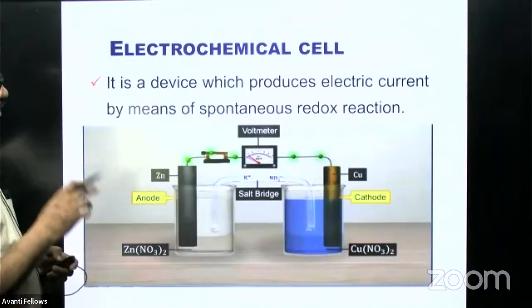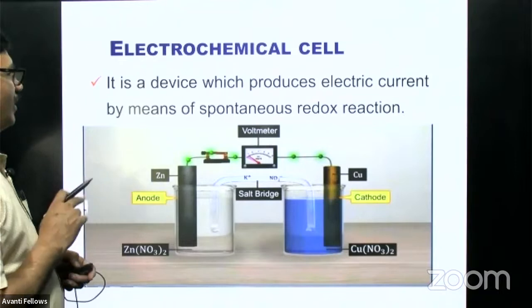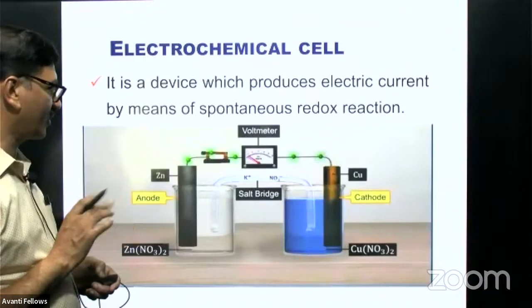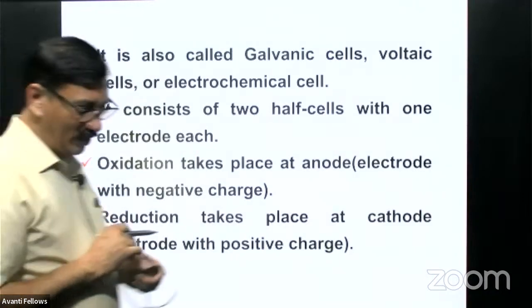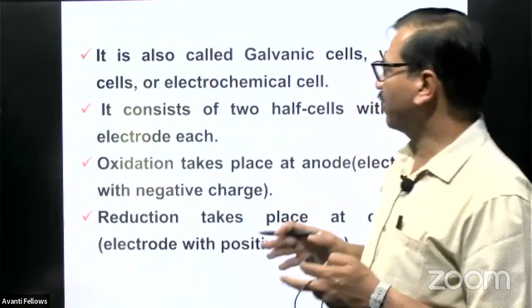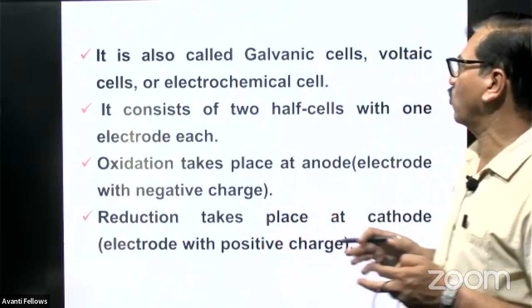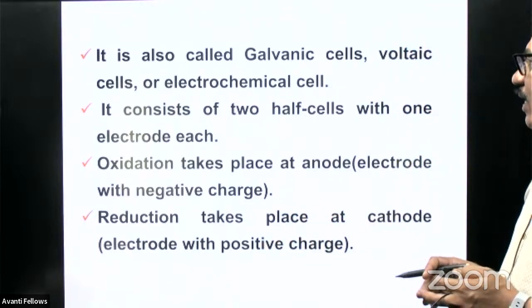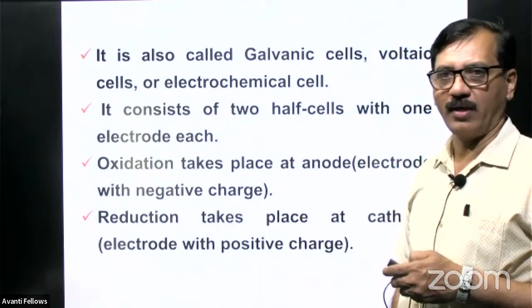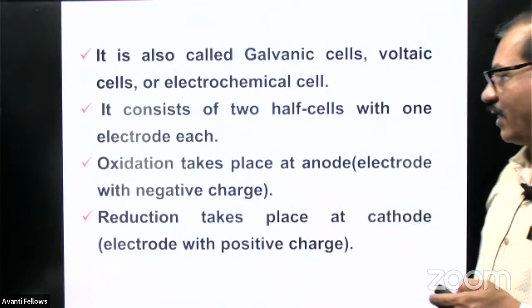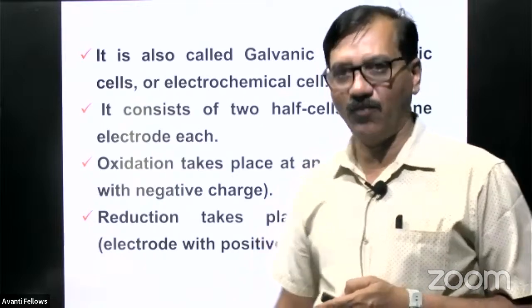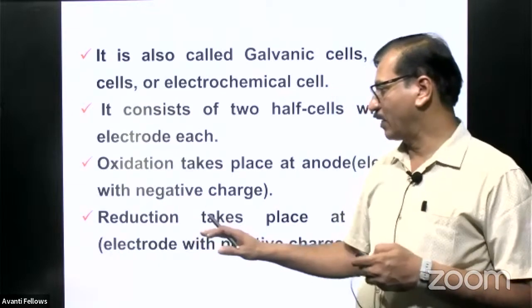Now, what is an electrochemical cell? It is a device which produces electrical current by means of a spontaneous redox reaction. It is also called a galvanic cell or voltaic cell, consisting of 2 half cells with 1 electrode each. Oxidation takes place at the anode, and reduction takes place at the cathode.